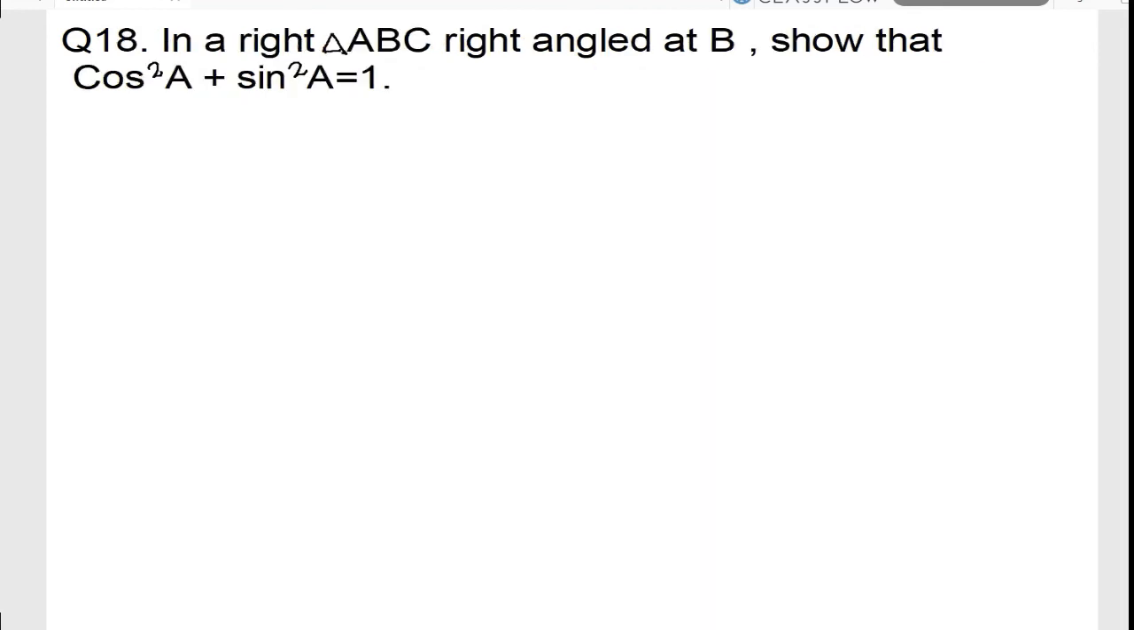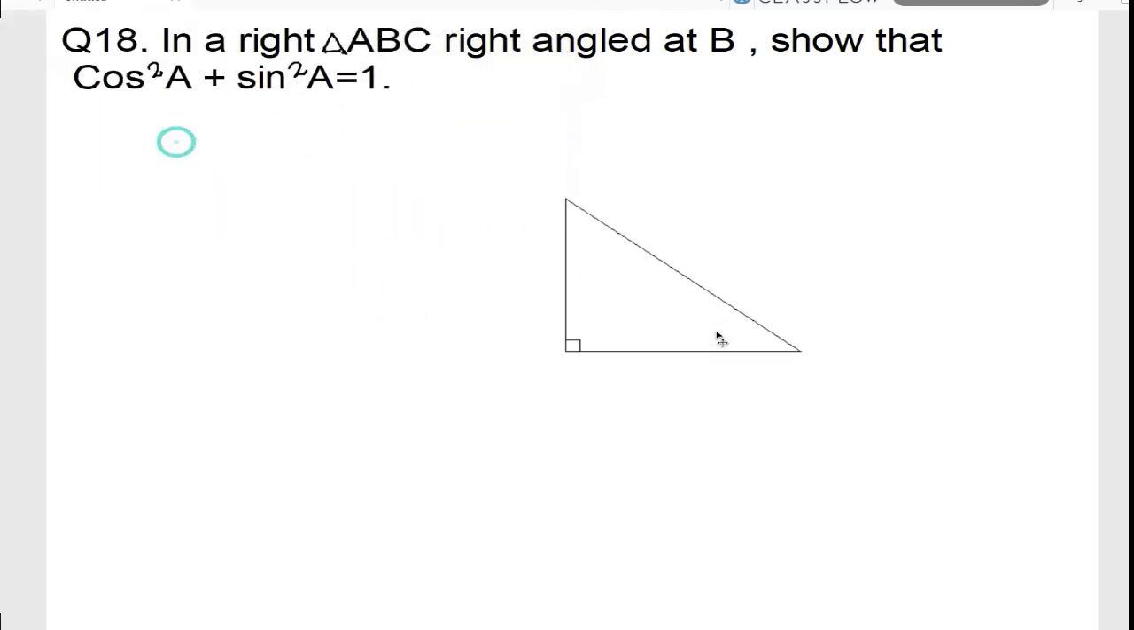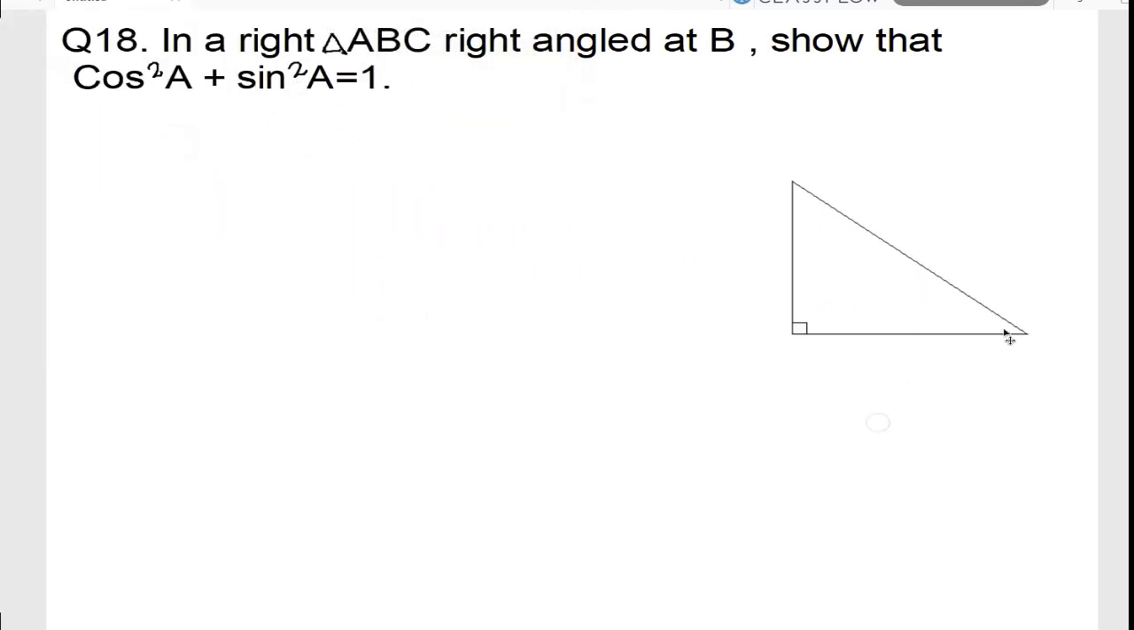So next question. In a right triangle ABC, right angle at B, show that cos square A plus sin square A is equal to 1. There are many ways you may have solved this. Let me use one method and solve. Take this right triangle. Let's say this is A, this is B, and this is C.